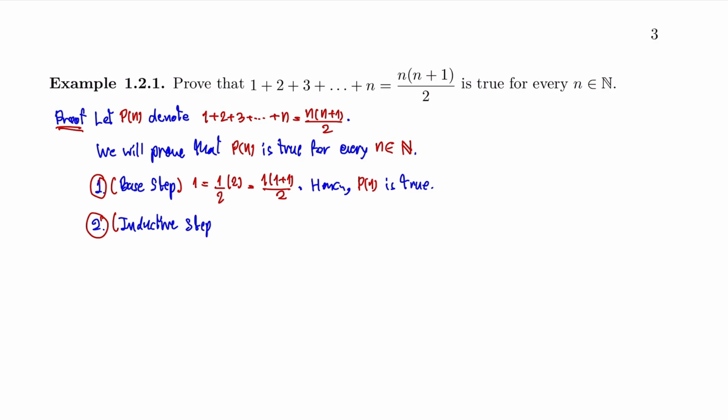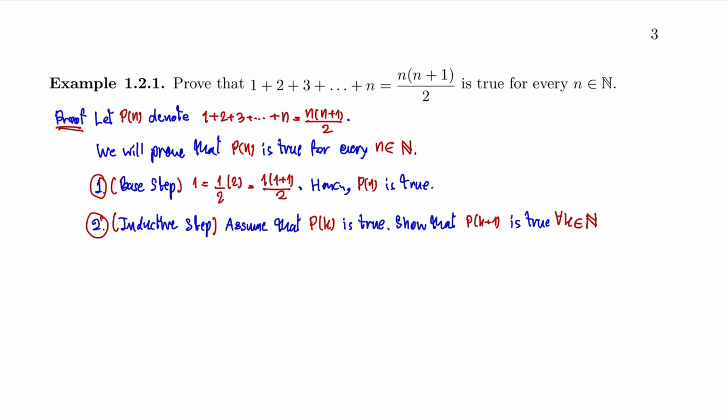Now let's go to the inductive step. Take a look at the inductive step. What do we have here? We have to assume that Pk is true, and try to show that Pk plus 1 is true, for all positive integers k.